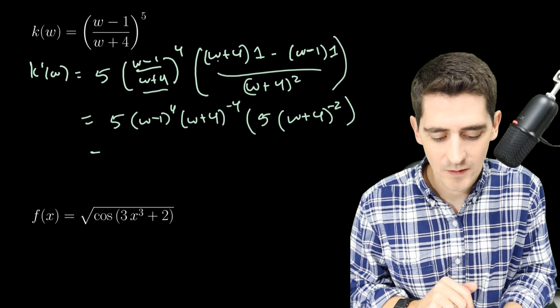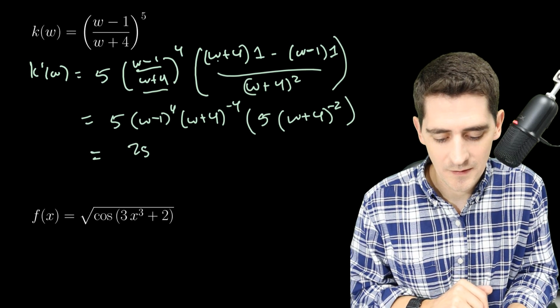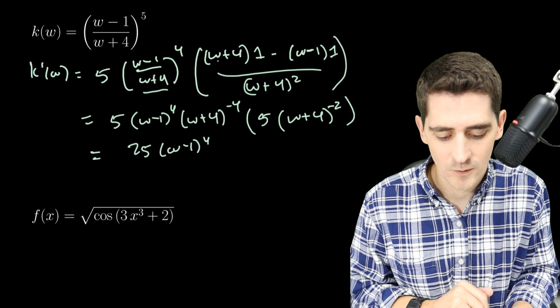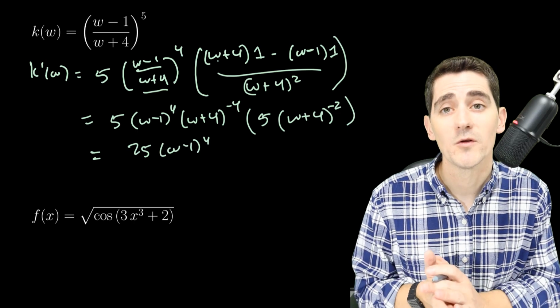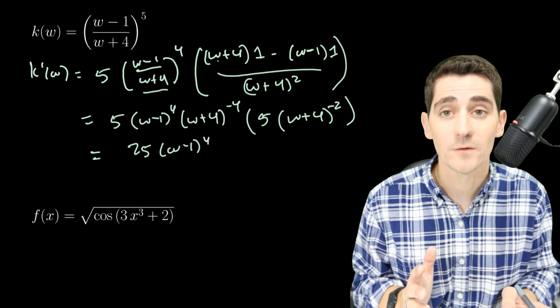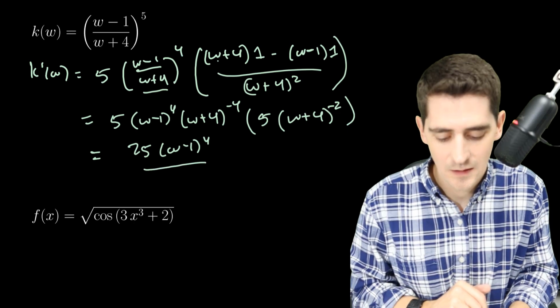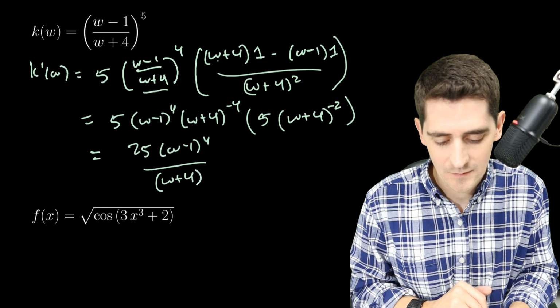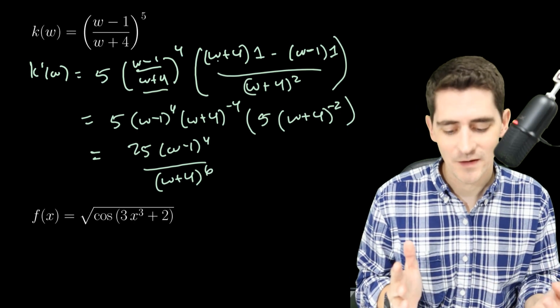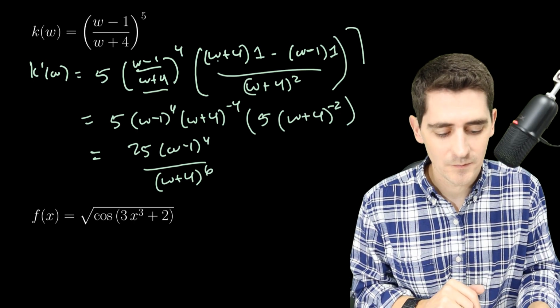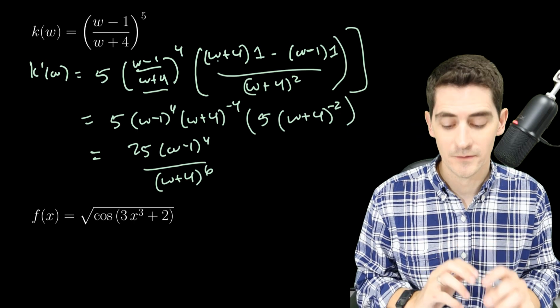So now, look, as I combine terms, I end up with 25 (w minus 1) to the 4th. And in my denominator, as I multiply those two things together, my like terms, w plus 4, I can add the exponents together. I end up with a w plus 4 to the 6th power. So it simplifies like that. But this part here is a correct derivative.